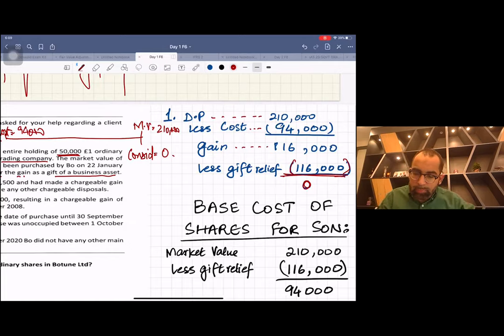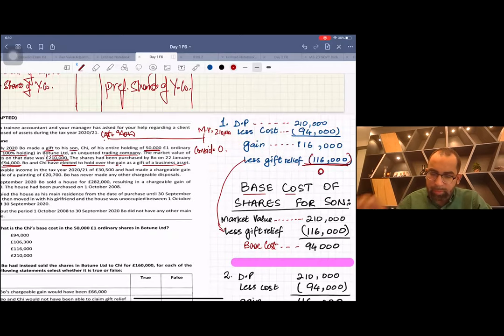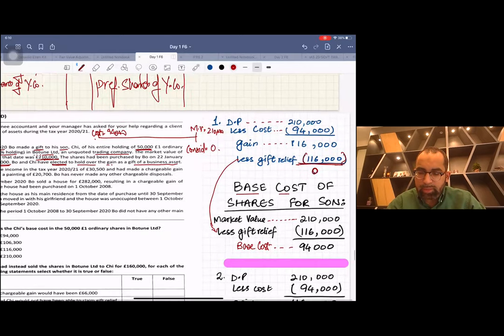Okay. Now, student, you need to calculate the base cost of shares for Son. Now just use your brain. Is this a permanent relief or a deferral? Gift relief is just a deferral relief. And how do we do the working for deferral? We simply reduce the base cost of these shares for Son. The market value of these shares was 210, and the gift relief is 116. So automatically the base cost of shares for Son is 94. This is the answer of the first question.